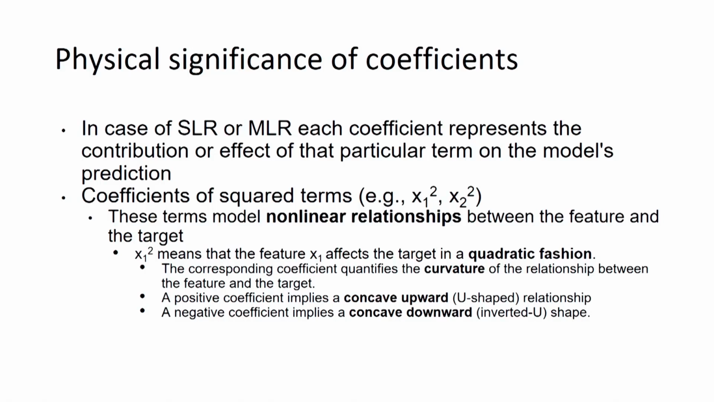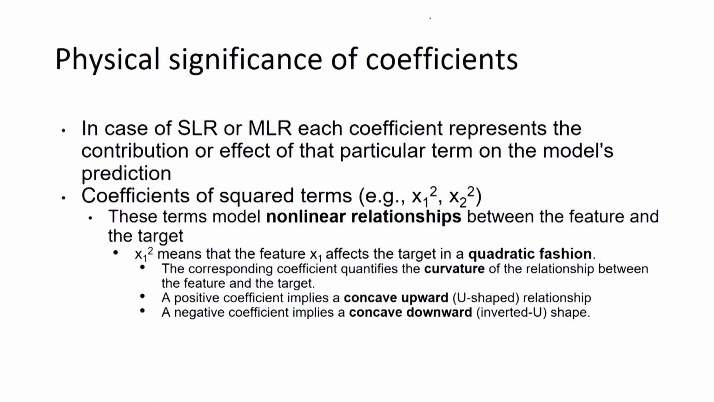So, what is the physical significance of the coefficients that we have in polynomial regression, where we have more than one independent variable in the original data set? In case of simple linear regression or multiple linear regression, each coefficient basically represents the contribution or effect of that particular term on the model's prediction.